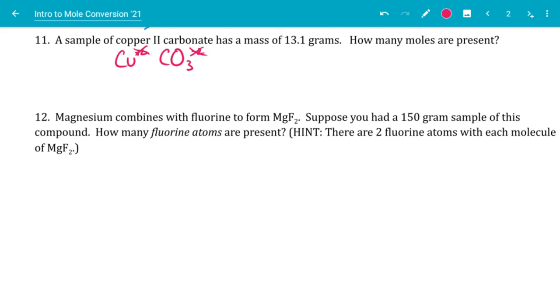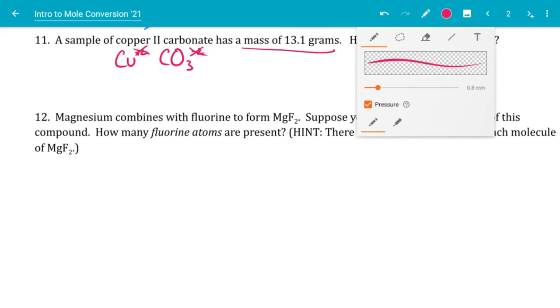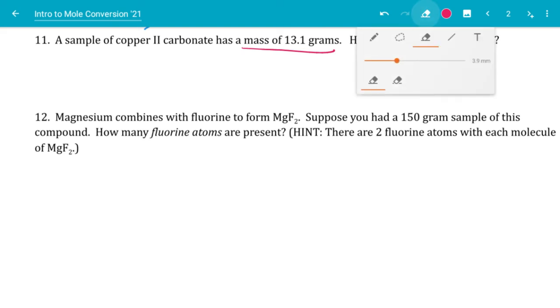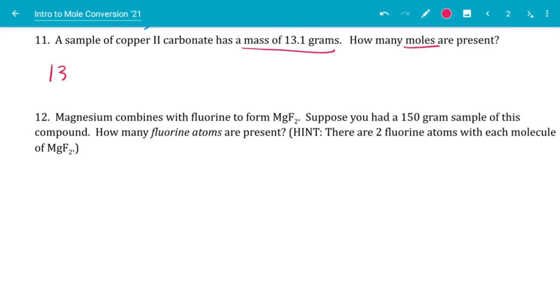So it says we have a sample that has this mass, and we want to know how many moles. That's just a 1-step problem. I'm going to erase this so I have a little bit more space, if you don't mind. So let me erase that. There we go. And let's go ahead and keep writing. Okay, so they give us 13.1 grams. And then we do 1 conversion factor, and we want it in moles. So it's just a single-step problem for moles of copper carbonate.